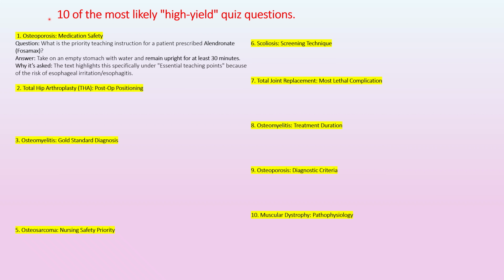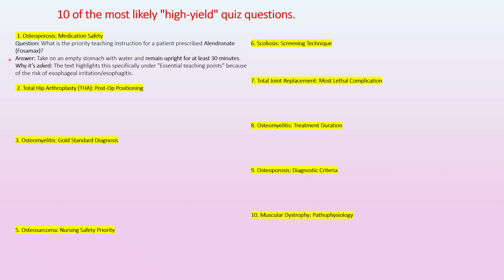What is the priority teaching instruction for a patient prescribed alendronate, Fosamax? I say these are two medications that I always see in the NCLEX quiz. So the answer: take it on an empty stomach with water and remain upright for at least 30 minutes.